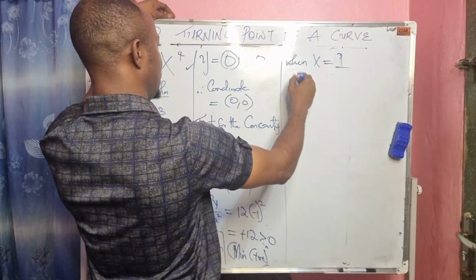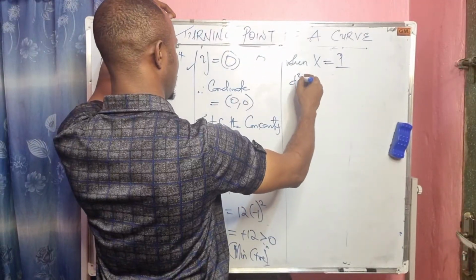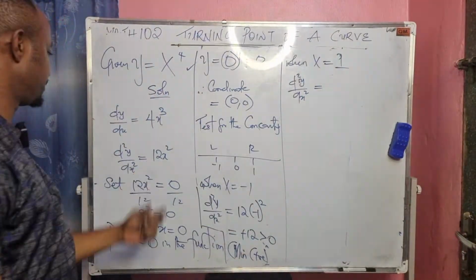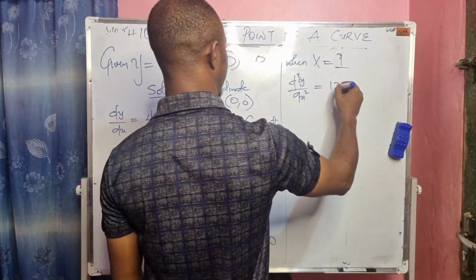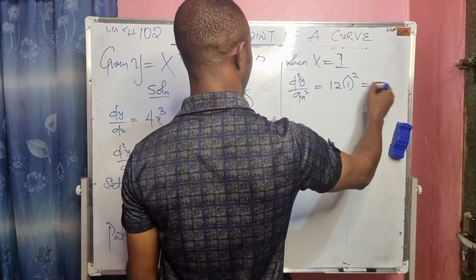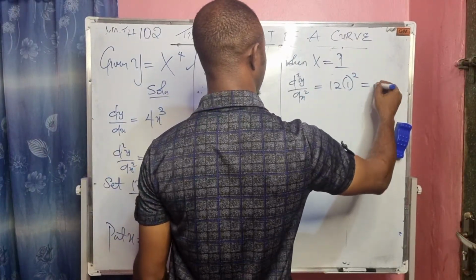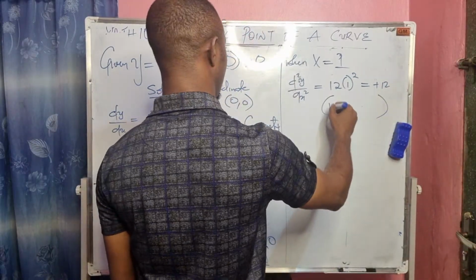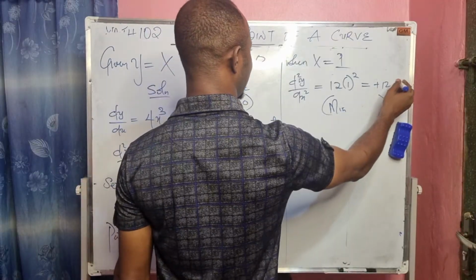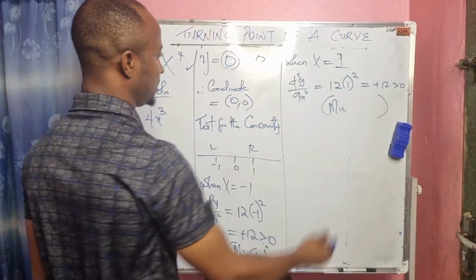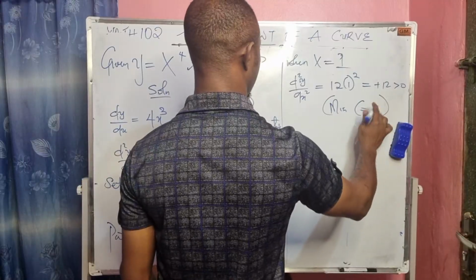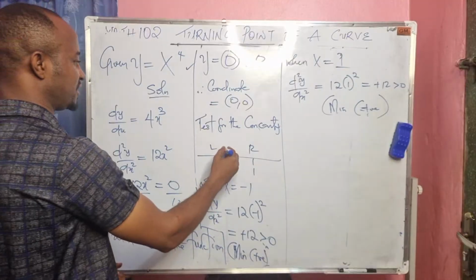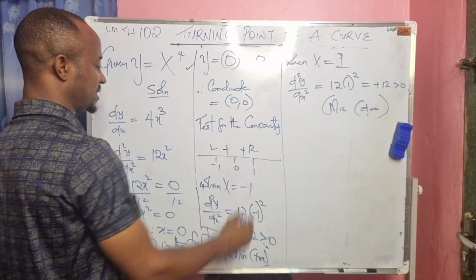Let's see, d2y over dx squared is equal to 12 times 1 to the power of 2. The answer remains plus 12. Plus 12 also represents a minimum because 12 is greater than 0, right? So this is also positive. To the left is positive, to the right is positive.